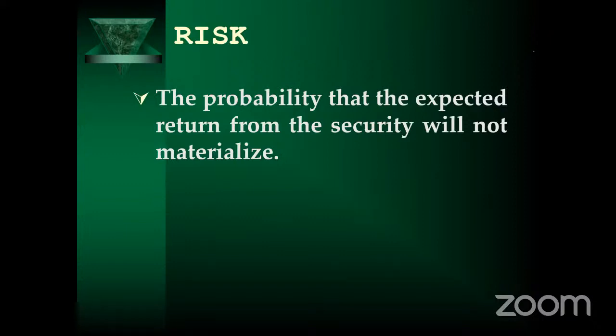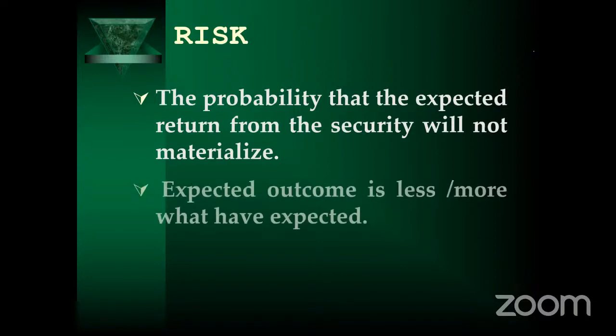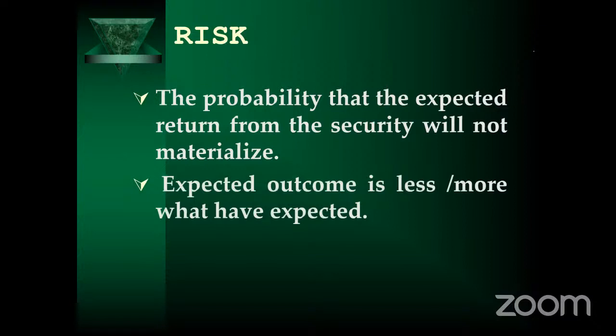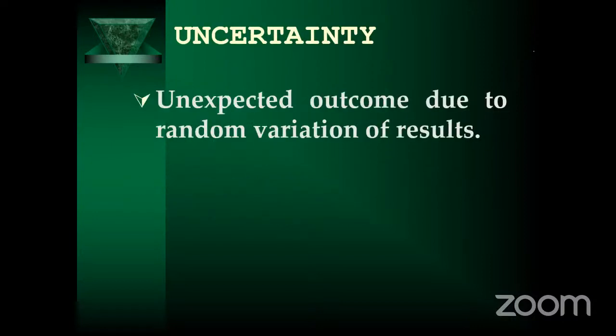We are expecting 20%, but if we are getting less than 20%, then we can say there is variability of return because of risk. So the expected outcome is less or more than what we have expected. Now, if you look at the meaning of uncertainty, uncertainty means what?